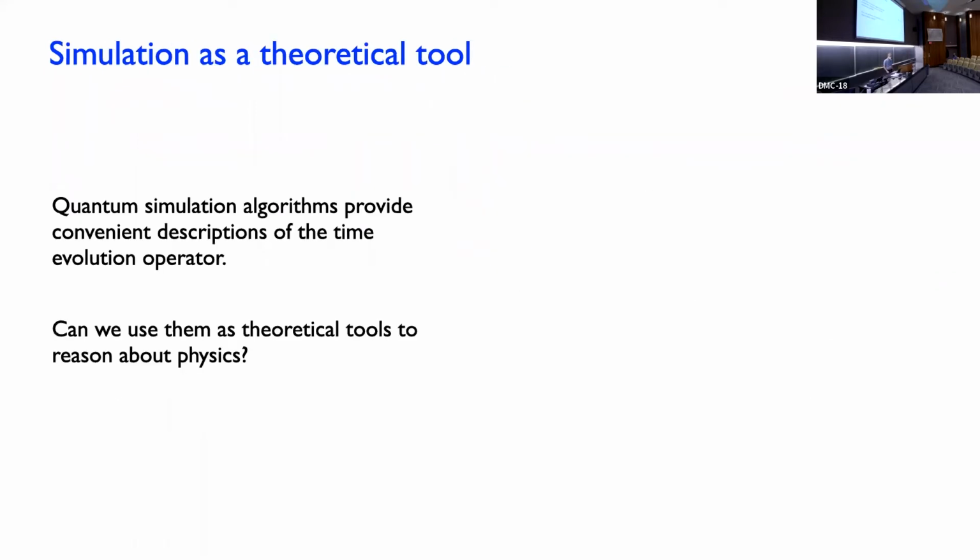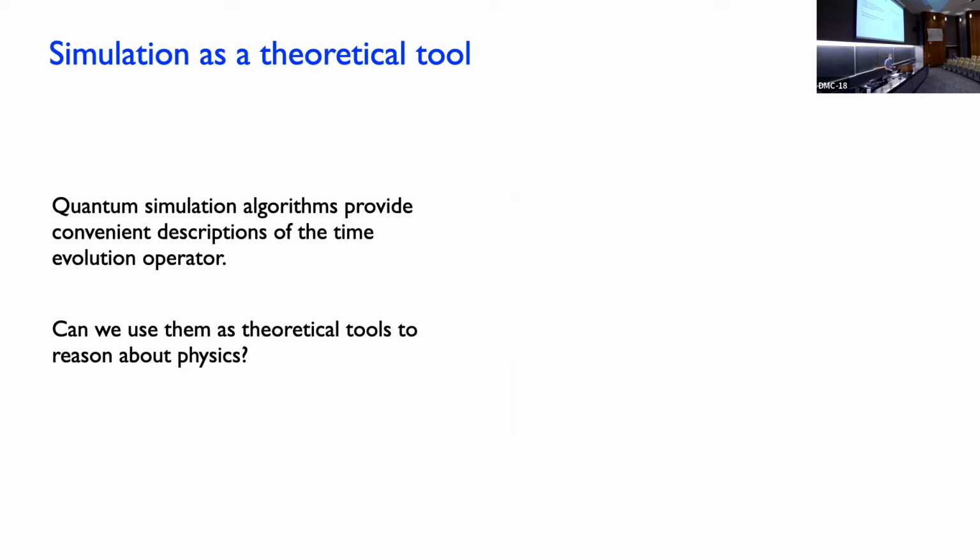And then the last kind of motivation for quantum simulation that I want to mention is this idea of using quantum simulation algorithms as a theoretical tool just to reason about physics, right? So at some level, a quantum simulation algorithm gives you some kind of convenient description of the time evolution operator, right? It tells you there's some way of decomposing e to the minus iHt as a nice product of operators, as a nice quantum circuit with not too many gates, and maybe it has some nice properties. And so maybe you could use these quantum circuits as theoretical tools to say something about physics. And this is not completely a pipe dream.